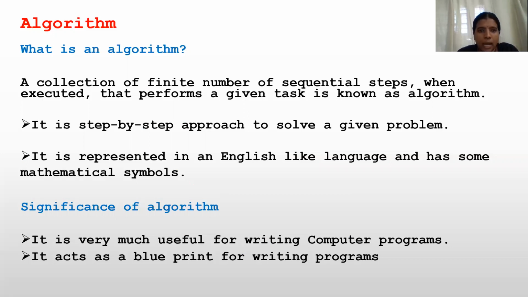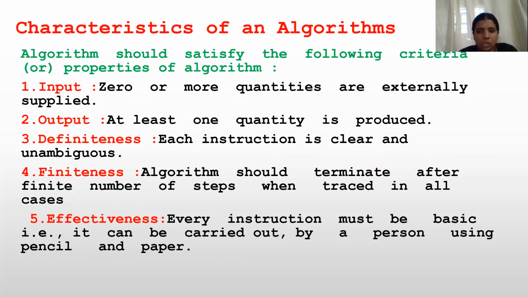What is an algorithm? Algorithm is a collection of sequential steps which when executed performs a given task. It's a step-by-step approach for solving a given problem. What is its significance? It's very important for computer programmers because it provides a blueprint for writing programs. Algorithm is usually written in English-like language and has a few characteristics or properties.